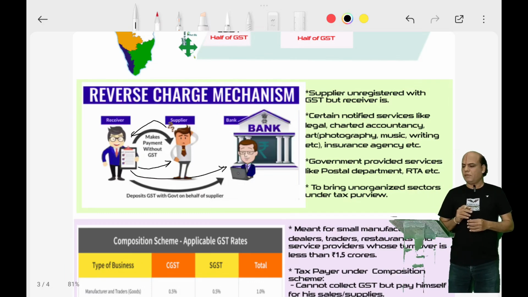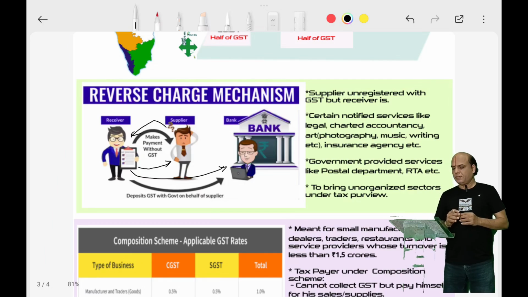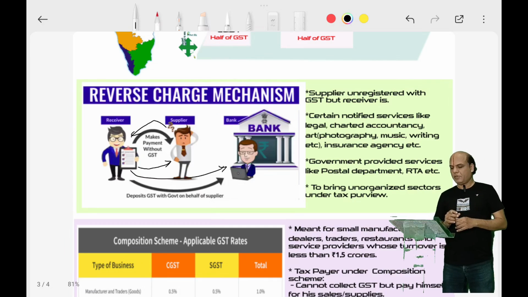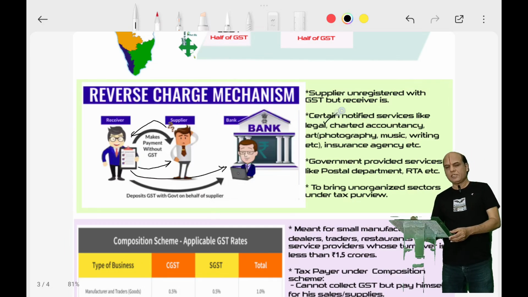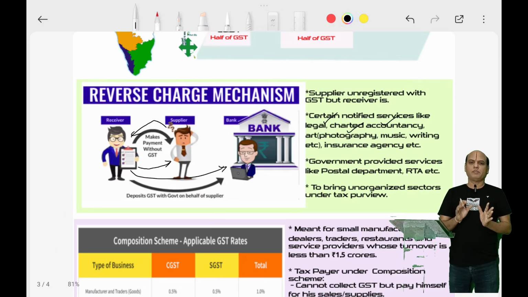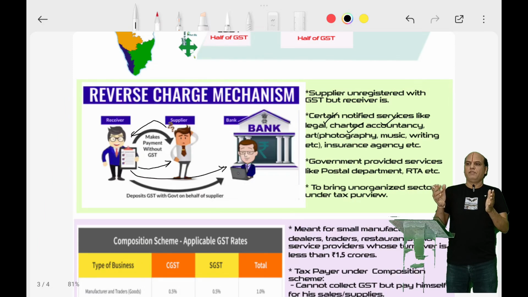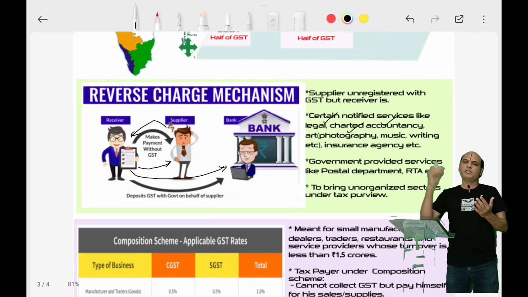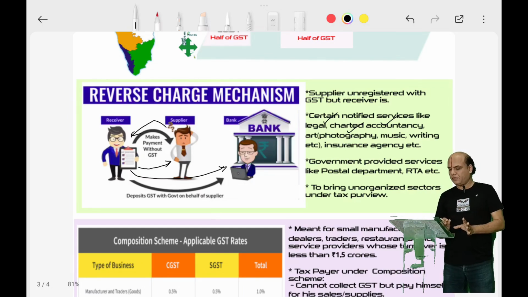Now, under this reverse charge mechanism, there are certain services that have been brought under the purview of reverse charge mechanism. These are legal services, chartered accountant services, art services like photography, music, and there are certain bunch of services that have been brought under reverse charge mechanism. So if any receiver is availing such services from a supplier, the receiver himself has to pay tax GST to the government. So this mechanism is called reverse charge mechanism.